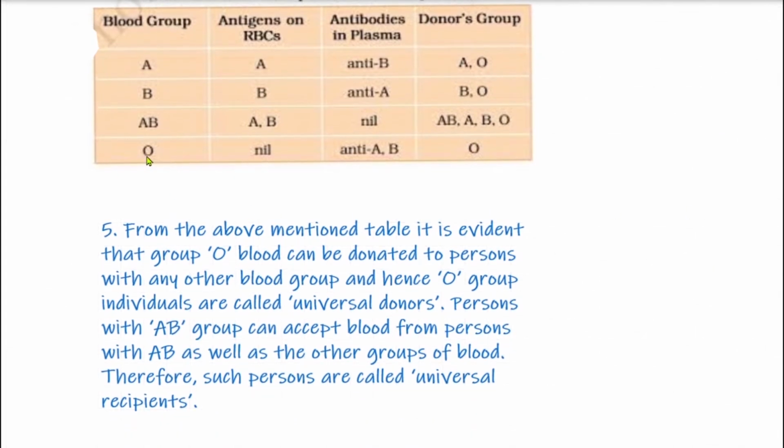But as the person having the blood group O doesn't have any antigen, neither the A antigen nor the B antigen, his blood will carry antibodies against both the antigens A and B.